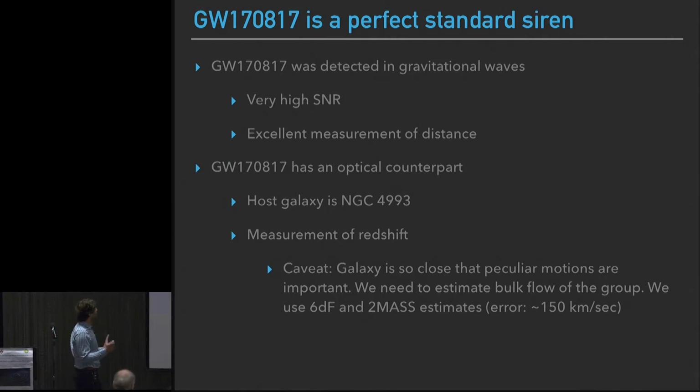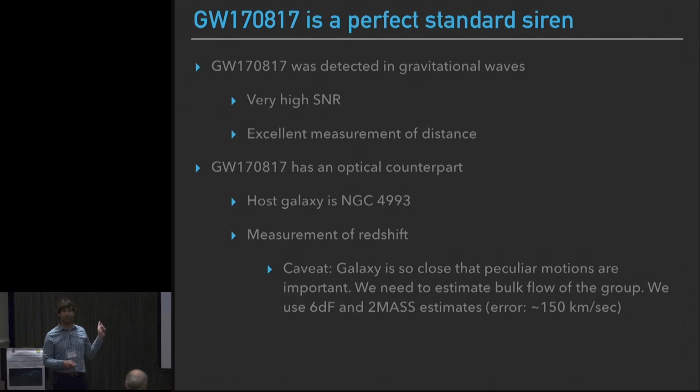Very high SNR. We had a good measurement of distance. And we got this counterpart. And we had a host galaxy. But there's this issue of peculiar velocities, which I'm not going to spend a lot of time on. But just to say this one, in some sense, was too good. It's too close. It's unusually close. And because it's so close, the cosmological bulk flows mess it up.